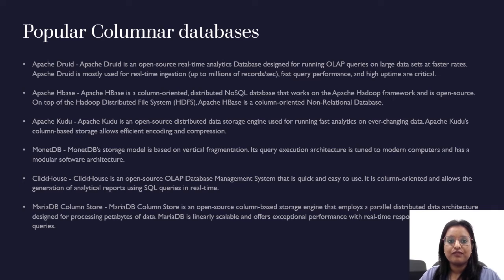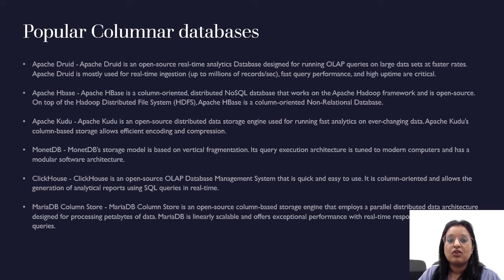Now let us look at some of the popular columnar databases. OLAP queries on massive datasets can be executed more quickly with Apache Druid, an open source real-time analytics database. Real-time ingestion, like up to millions of records per second, quick query performance, and high uptime are crucial requirements for Apache Druid. Apache HBase is an open source distributed column-oriented NoSQL database that runs on Apache Hadoop framework.